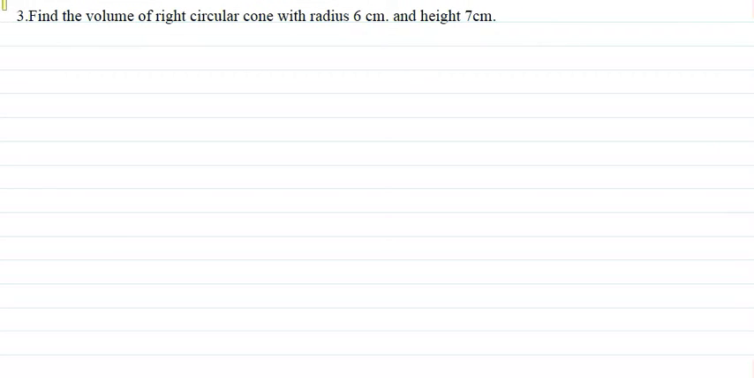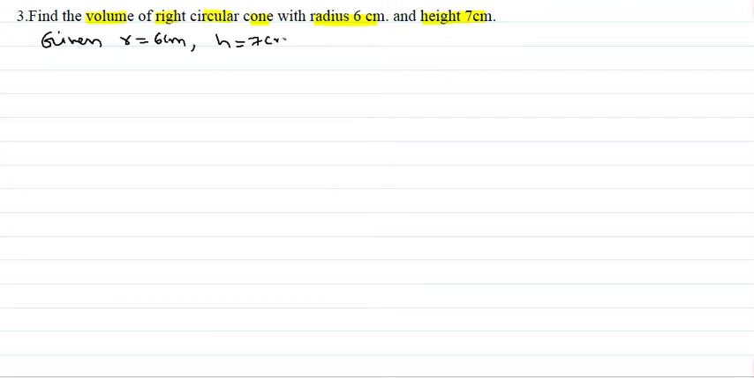Now I'm going to explain the problems in exercise 10.1. Third question. Find the volume of a right circular cone with radius 6 cm and height 7 cm. Here given, radius is equal to 6 cm and height of the right circular cone is equal to 7 cm.